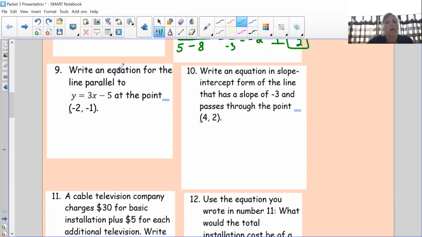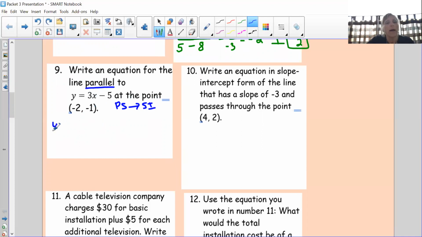Number 9, write an equation for the line parallel. So I'm going to make sure, remember, I want parallel. Now here's a line, but remember, this is the original line. I want another line that is parallel, and it cannot have -5 at the end. So what I want to do is go from point slope to slope intercept. Now the slope is 3, and parallel to 3 is 3. So I want the same slope, but I'm going to use this point to make a different line.